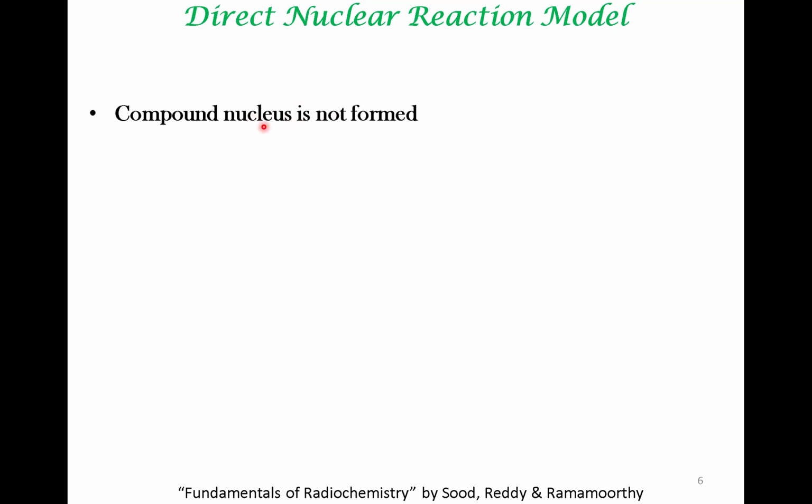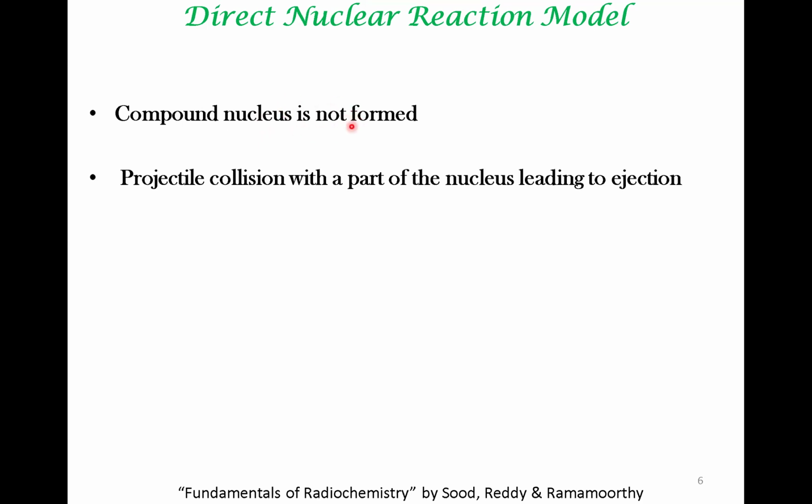Okay, so the essential aspect of a compound nucleus is that the projectile's energy gets equilibrated into the entire nucleus. In a direct nuclear reaction, the projectile collision seems to excite only a part of the nucleus. Okay, so because of inhomogeneity in energy distribution, a part of the excited part of the nucleus gets ejected out.